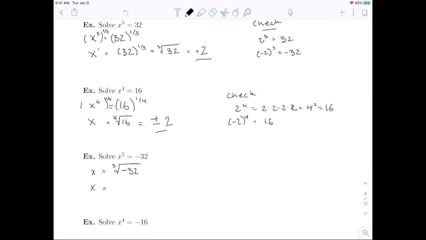Why? Because 5 is odd. So what I can do, this might make you feel a little bit better about having a negative in the radical. I can write this as -1 times 32. And then I can write this as the 5th root of -1 times the 5th root of 32, which is just -1 times 2. We've got 2 looking a little better. And that's how I get -2. All right. So that's why the negative can come out, because an odd root of -1 is -1.